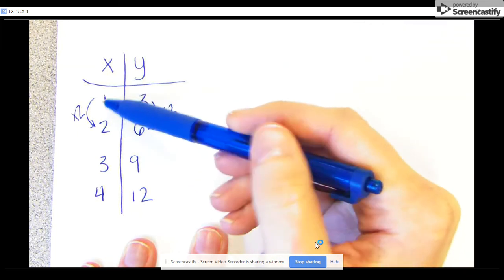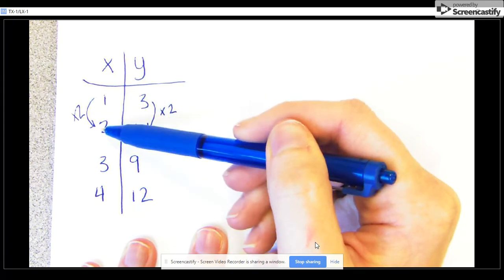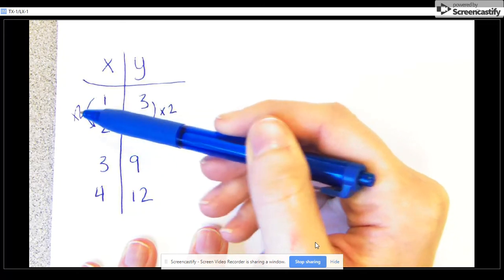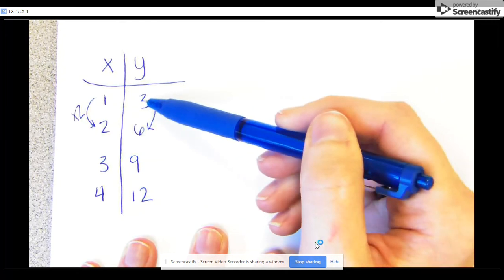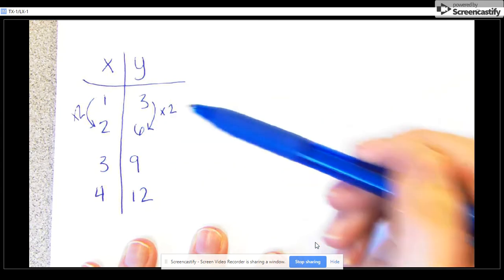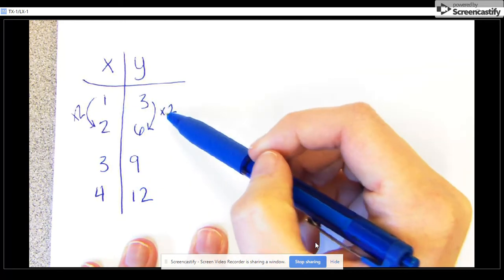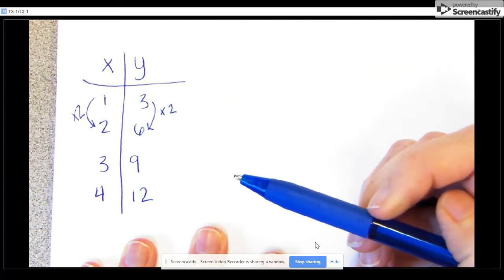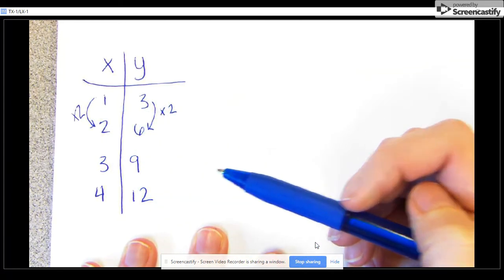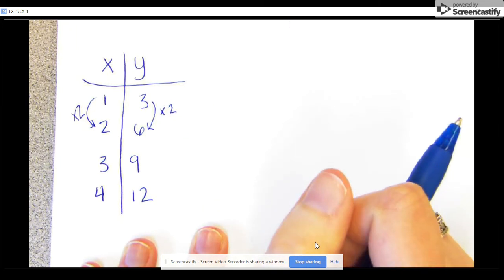So since the relationship from the first x value to the second x value is times 2, and the first y value to the second y value is times 2, we know that's a direct relationship because we are multiplying by 2 on both sides. And it doesn't necessarily have to be the first two numbers. It's always good to check again.